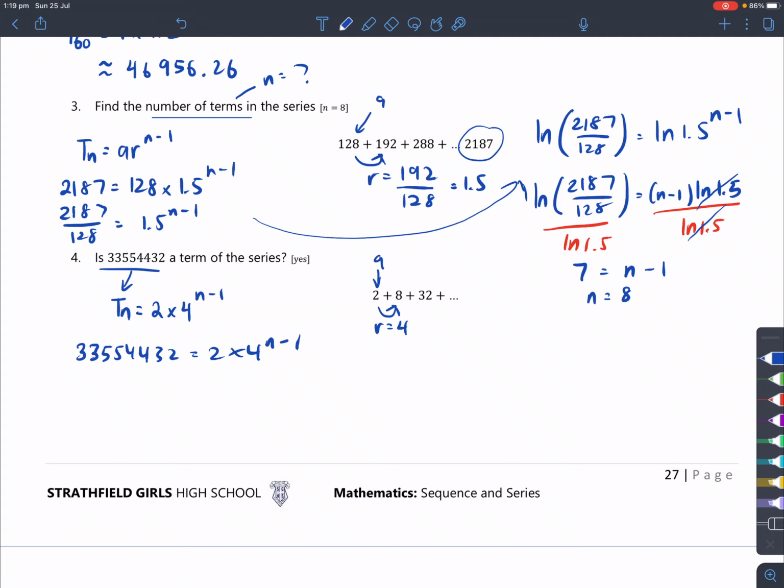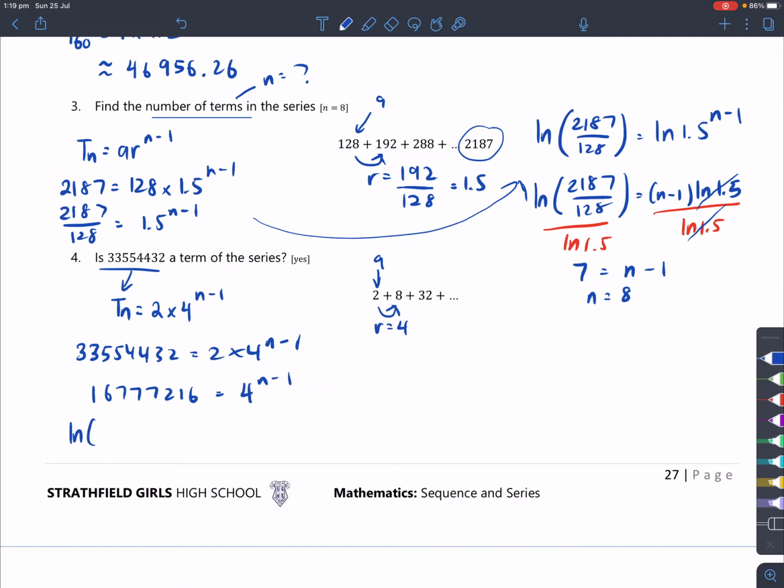Okay? And then you repeat the same steps as before. Eventually, you do get an n value that should be a whole number. Okay? So let's just divide that number by 2. 3355432 divided by 2. That's 16777216 equal to 4 to the power of n minus 1.